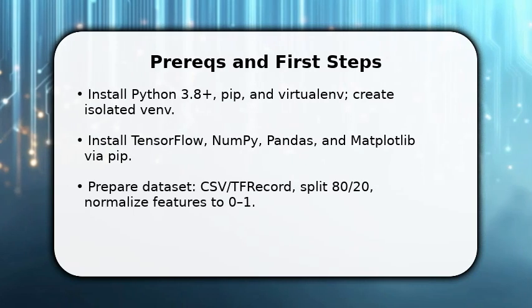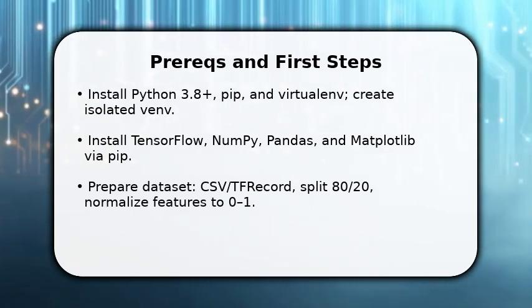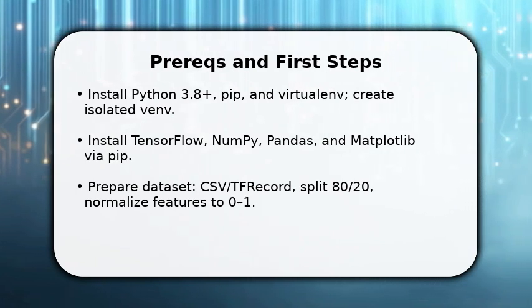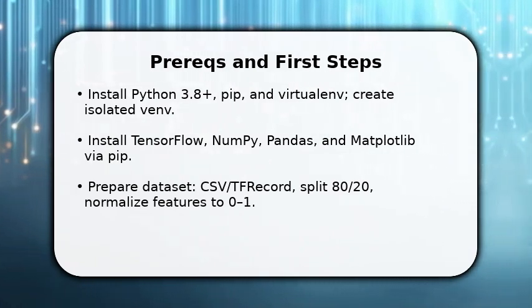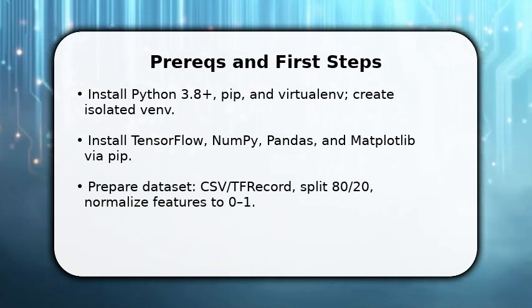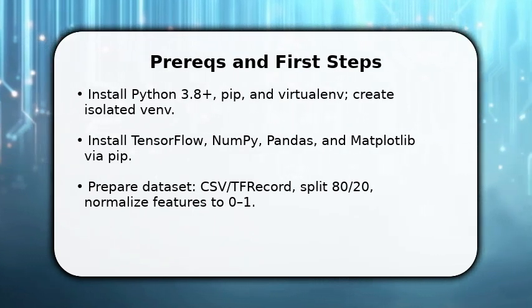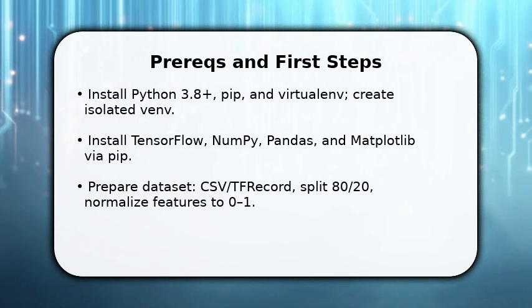You start by preparing the environment and data. Create a Python 3.8+ virtualenv, install TensorFlow and core libs, then load your CSV or TFRecord. Once done, split your data 80/20 for training and validation. Normalize numeric features to the 0-1 range so gradients behave.